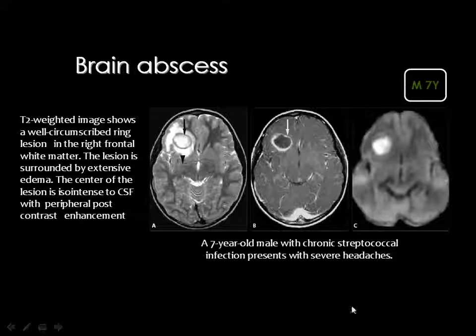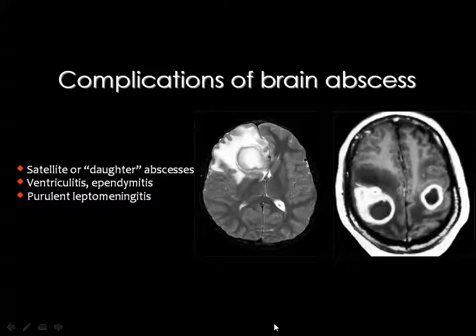And this is the classic appearance of the brain abscess in the T2 weighted image, T1 post contrast, and the diffusion weighted image. Here you can see the restricted diffusion. In the contrast enhanced image, you see the classic marginal enhancement of uniform thickness.